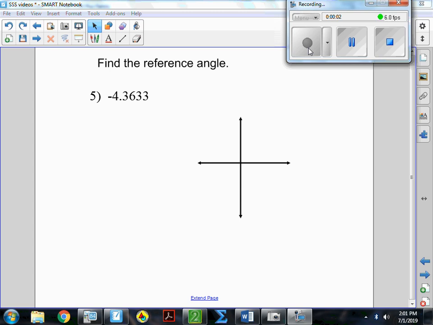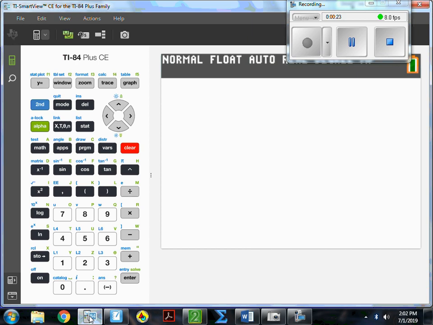Okay, number 5, find the reference angle. This time we're given an approximate, as exact as it can be, radian measure in decimals. So you may have done this a little bit last year with decimals. You may not have, but we're doing it now. So negative 4.3633 radian measure. So on your calculator, you need to make sure that you are in radian mode.